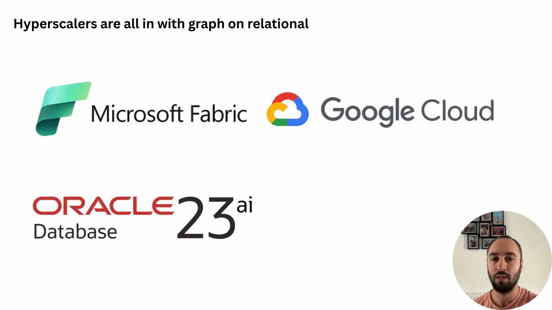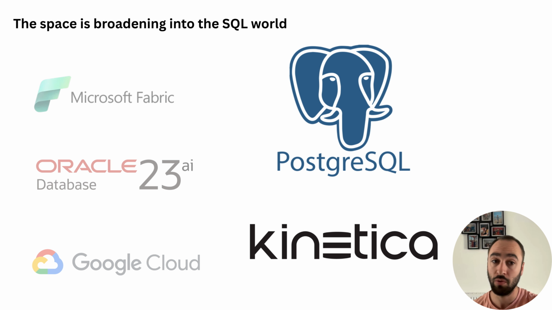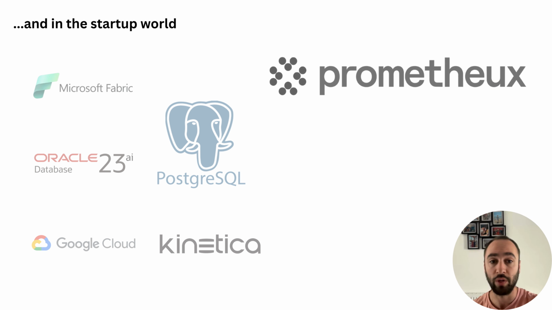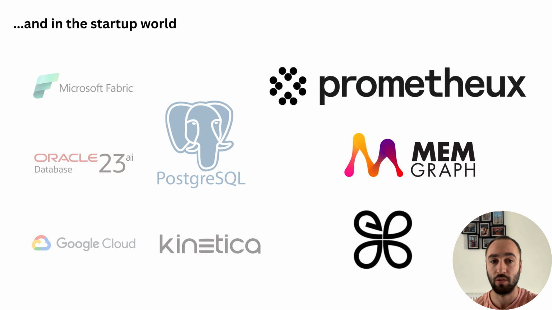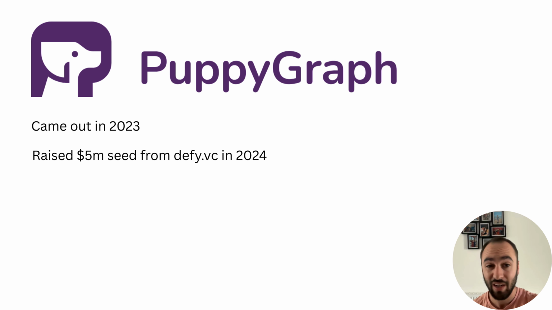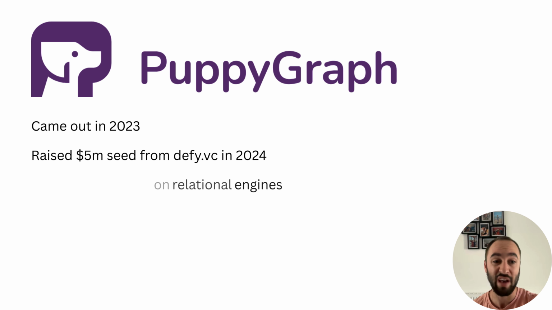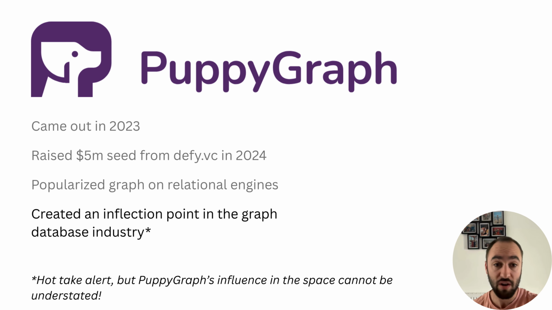Now, in the last 18 months, three cloud hyperscalers have shipped graph-on-relational, and so have two major database vendors and a growing list of startups and open source projects. What started off as an ambitious bet 3 years ago with PuppyGraph now feels like a category of its own, a new category in databases, one that challenges the very idea of a graph database. Today, I'm going to map this category, walk you through the architectural choices, and give you a simple decision tree if you're interested in graph workloads.